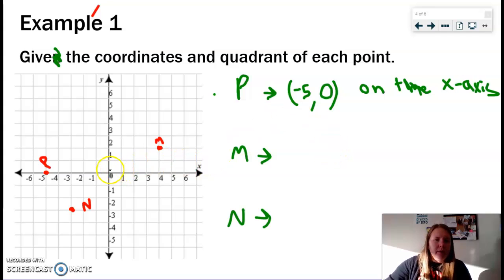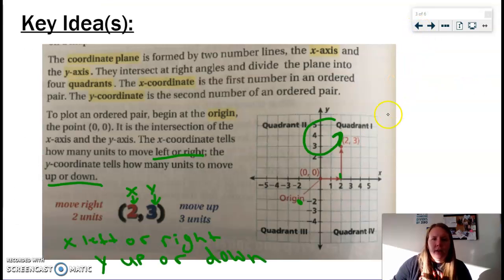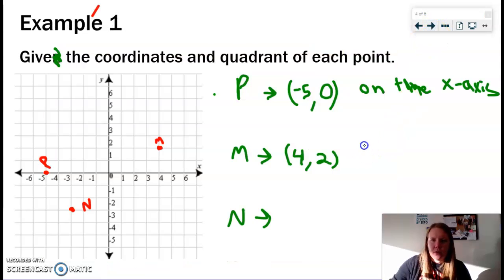So looking at M, if I start at my 0, I'm going to move over 1, 2, 3, 4, it looks like, and I go up 1, 2. So I'm going to have (4, 2). In this case, thinking about my quadrants again, I'm going to be in quadrant 1. I know I put the Roman numeral, this isn't the Roman numeral, it should go like that.